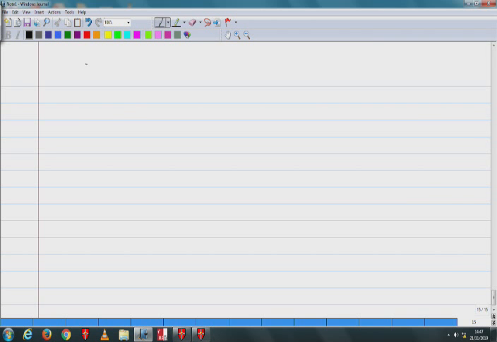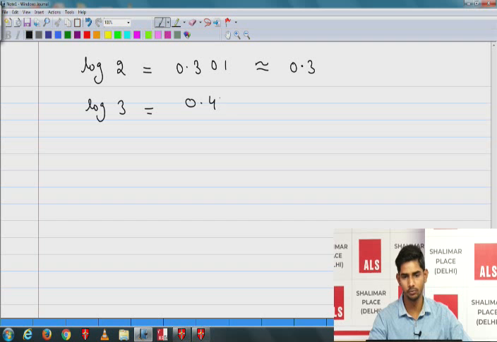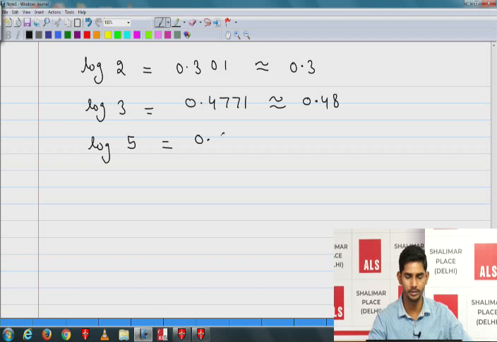Other than that, remember these values. Log 2 is 0.301 and you can simply remember 0.3. Okay. Log 3 is 0.4771 and for the numericals you can remember 0.48. Log 5 is 0.6990 and you can simply say it is nothing but 0.7. Okay.